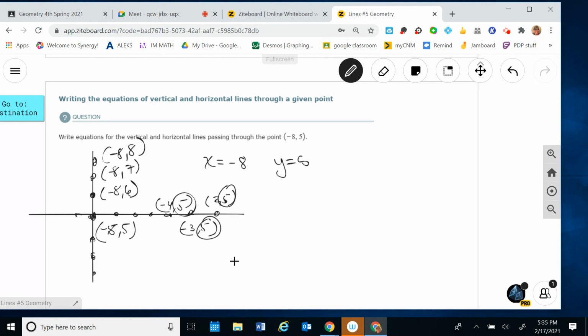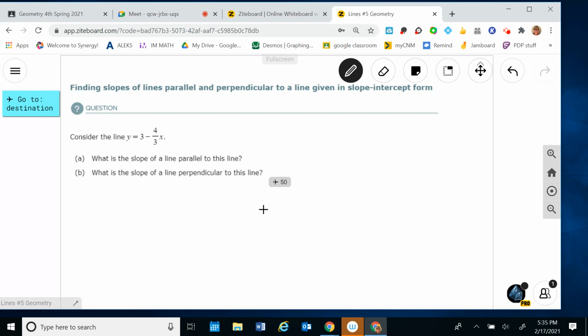If you graph it in a coordinate plane, you will be able to see that. All right, finding slopes of lines parallel and perpendicular to a line given in slope-intercept form. This is going to be a major skill. This is why I did the exit ticket that I did today.